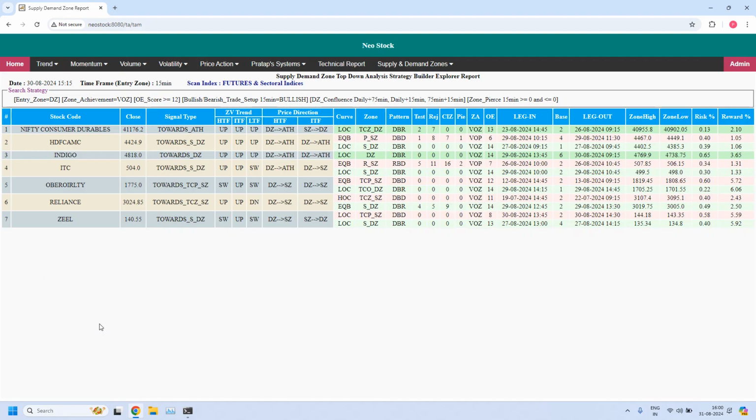Out of these 7, 5 stocks are currently supporting uptrend, and 15 minutes and 75 minutes are having confluence with daily. So because this is a daily time frame and 15 and 75 are part of the daily zone, now we need to look for daily EMA confluence for high probability trade setup.